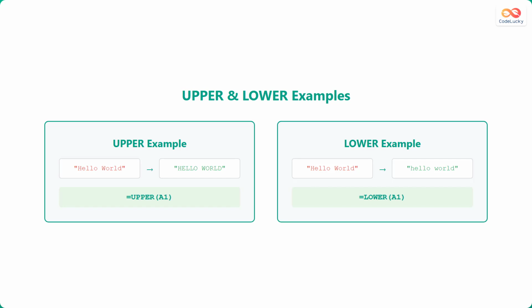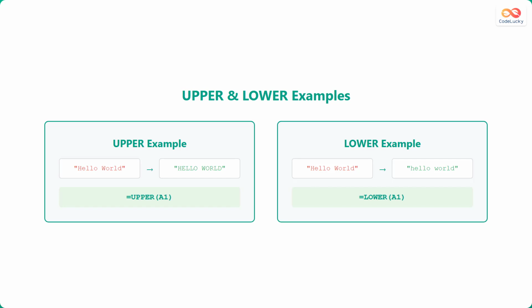Let's see how the upper and lower functions work with a few examples. In the upper example, the input text is Hello World. After applying the upper function, the output text becomes HELLO WORLD. The formula here is equals upper open parenthesis A1 close parenthesis.